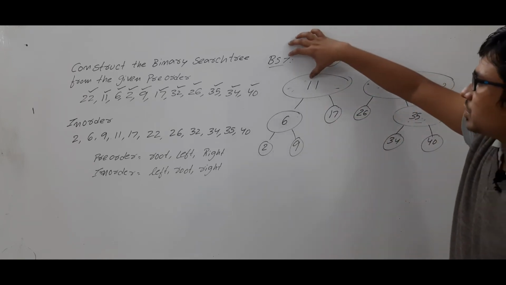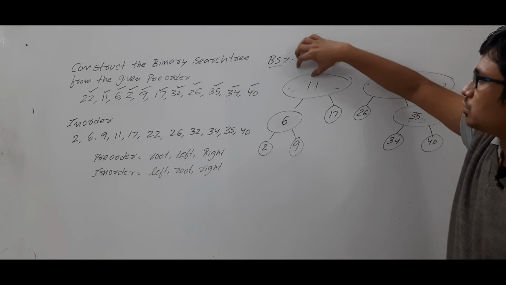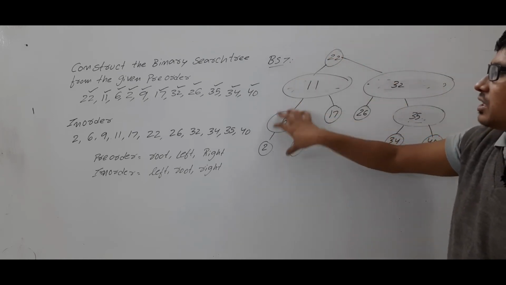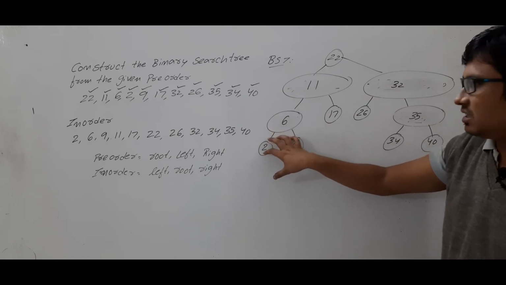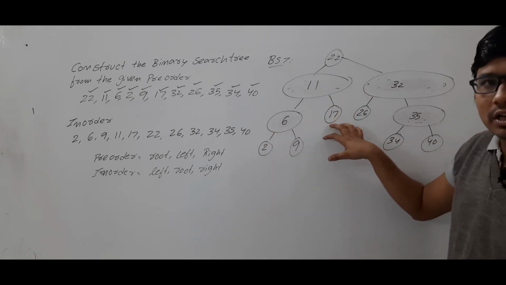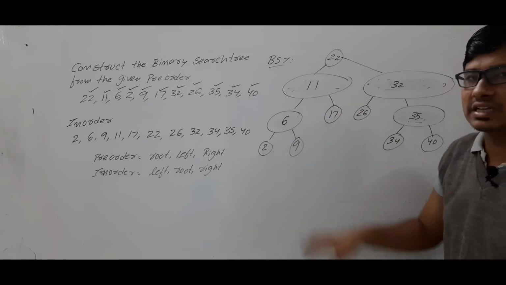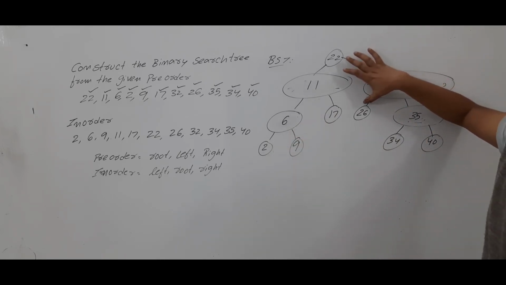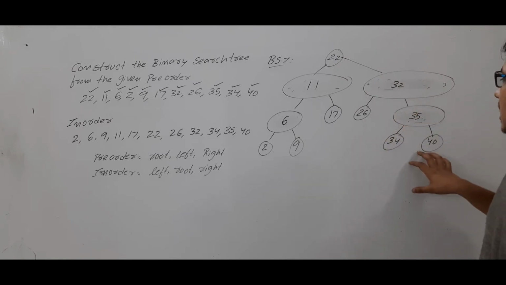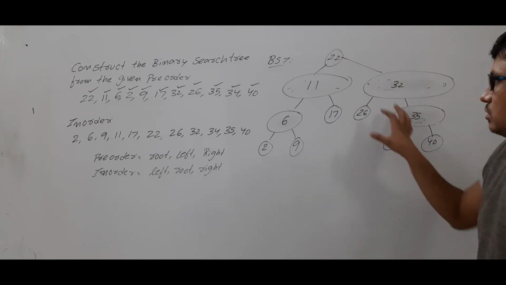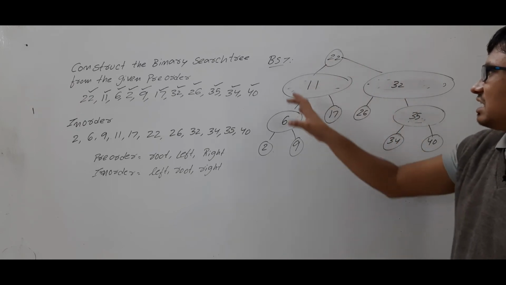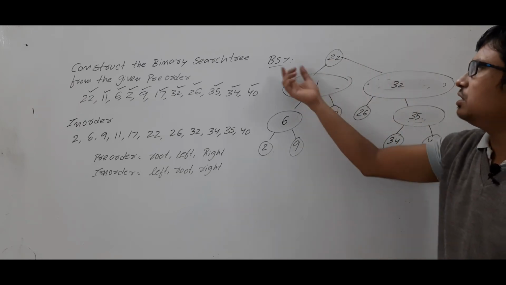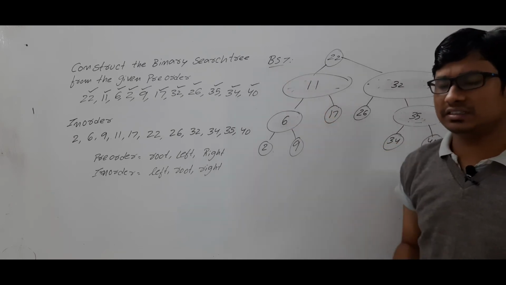Now coming to this one, 11, because this property should be applied to every node. Now 11 is there. In the left subtree, all the elements should be less than 11. In the right subtree, all the elements should be greater than 11. Look at it, it is satisfying. Similarly 32, the elements less than 32 should be here. The elements greater than 32 should be there in the right subtree. So I can say that this tree is satisfying all the properties of the binary search tree. So I can say that this is the binary search tree.